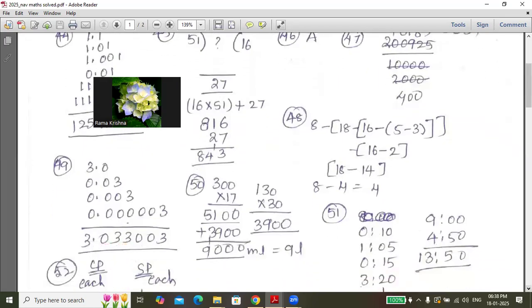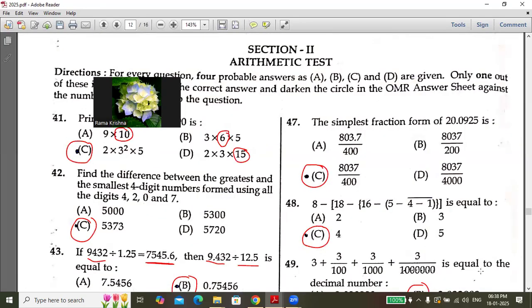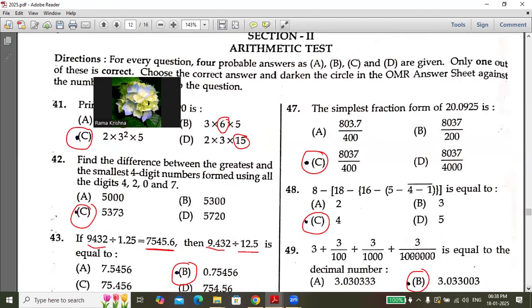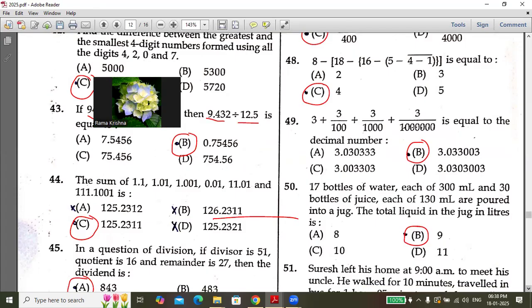Next, question 49. You have to write the numbers in order. Here you have to convert this fraction into a decimal. 3 by 100 is nothing but the decimal point after 2 digits, that is 0.03. Here it is 0.003. When you make everything into decimals and add, you will get the answer B.